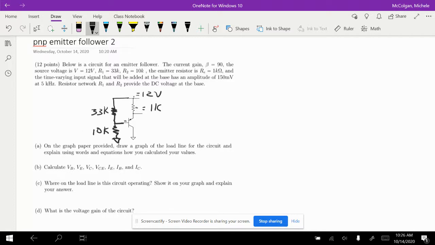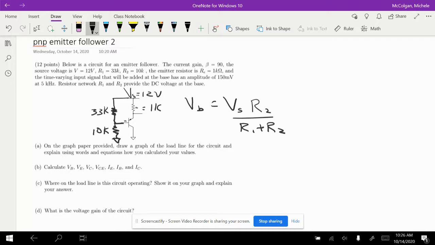Okay, so the first thing we can do is figure out our base voltage because we have this resistor network that's creating the voltage divider that gives us the voltage at the point in between the resistors that goes into the base. So we know that our VB, that spot right there, is going to be equal to the supply voltage, Vs, times R2 over R1 plus R2.